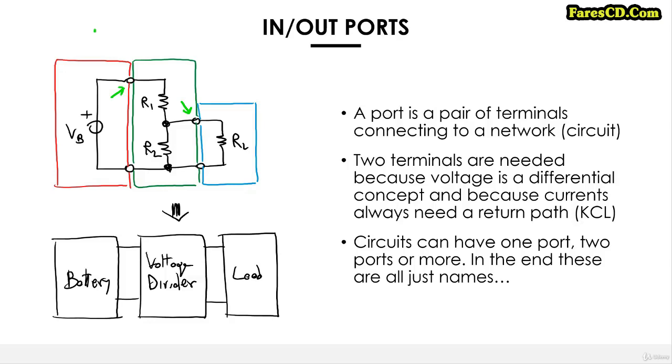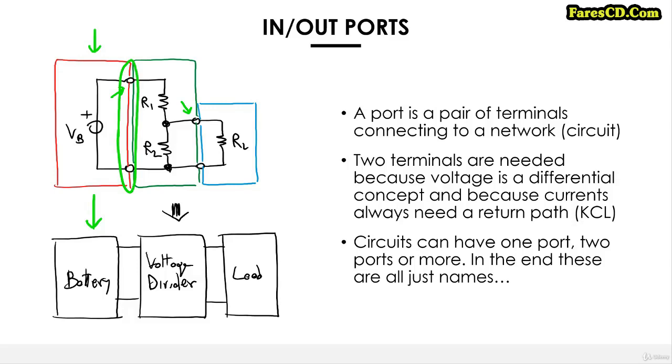The first block contains the battery. A battery does not have any input. It is the source of energy for the circuit, so it only has one port. We could call it output port. This is the port.